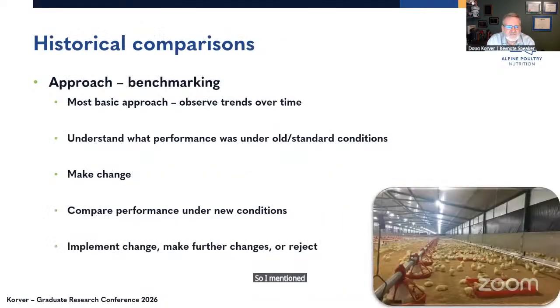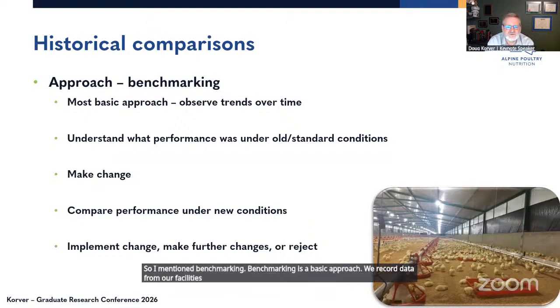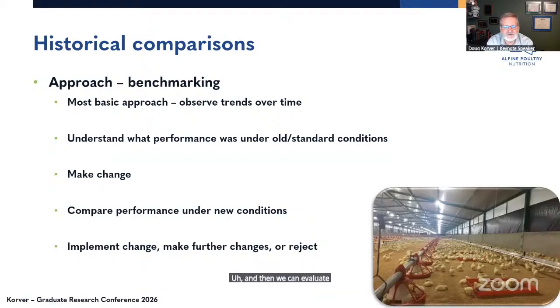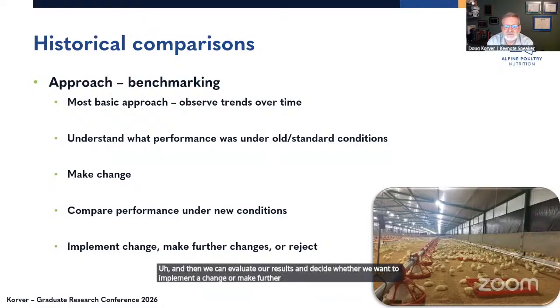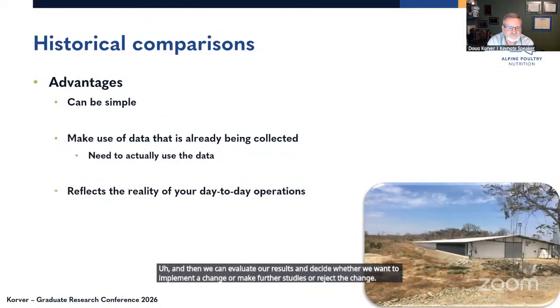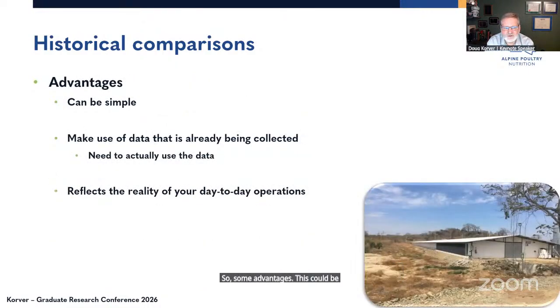So I mentioned benchmarking. Benchmarking is a basic approach. We record data from our facilities over time, and we look at trends over time. So we understand what the performance was under our previous conditions or our standard conditions. We make our change, and then we compare the performance under the new conditions. And again, this can be over multiple farms. It can be multiple cycles through the same farm. And then we can evaluate our results and decide whether we want to implement the change or make further studies or reject the change.